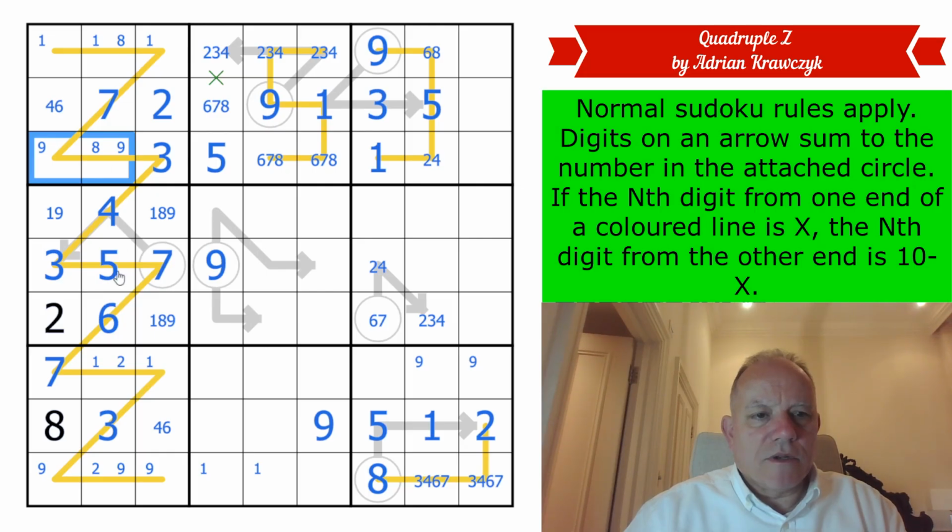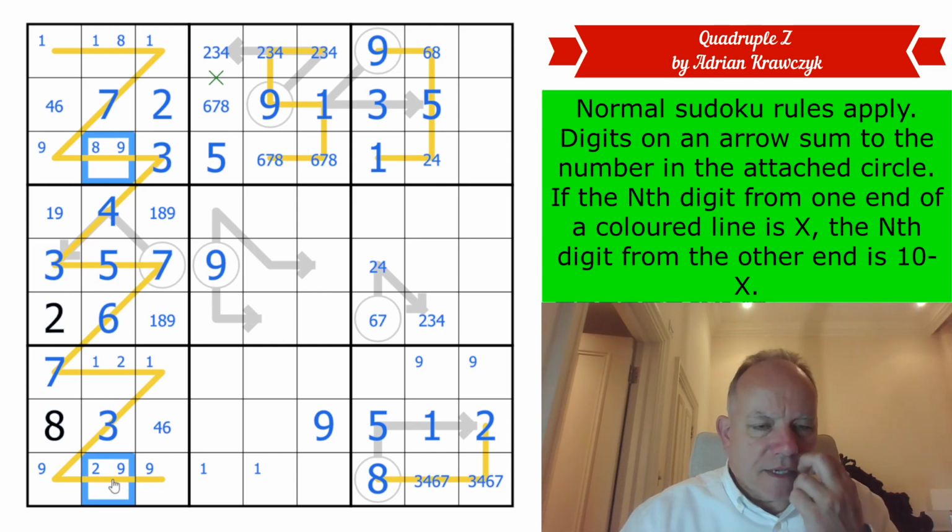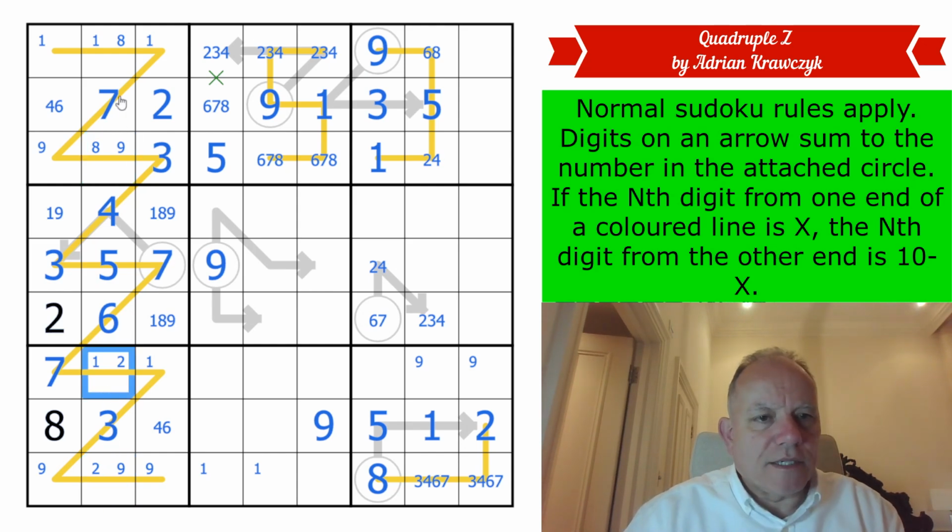Now, 8 is in one of those. 2 is in one of those. The others must be 1 and 9. 9 is in one of those 2. Okay, I don't quite know what to do with that. So 1 is in one of those 2, but I think that's established by the pencil marks anyway.